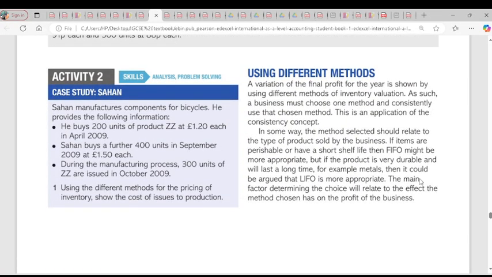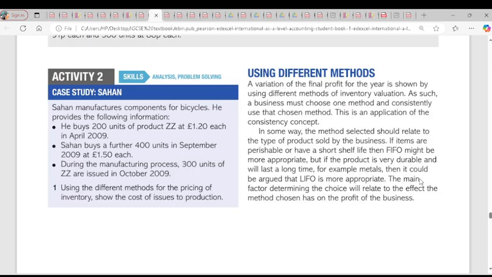They said SAN manufactures components for bicycles. It provides the following information. It buys 200 units of product ZZ at 1.2 each in April 2009. SAN buys a further 400 units in September 2009 at 1.5 each. During the manufacturing process, 300 units of ZZ are issued in October 2009. Using the different methods for the pricing of inventory, show the cost of issues to production. The different pricing methods used there are LIFO and FIFO.